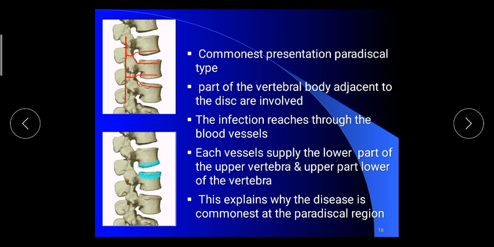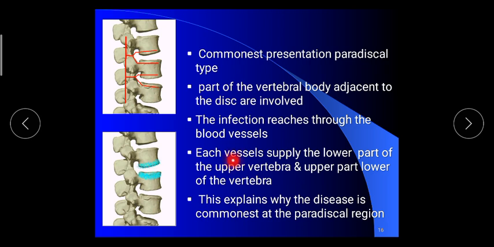The commonest presentation is the paradiscal type. So this is the paradiscal type, adjacent to the disc. This is the tuberculous affection of the vertebra. The parts of the vertebral body adjacent to the disc are involved. The infection reaches through the blood vessels.